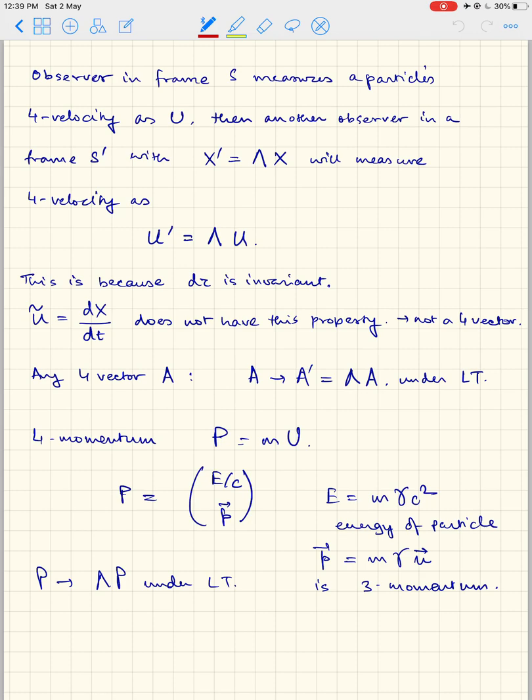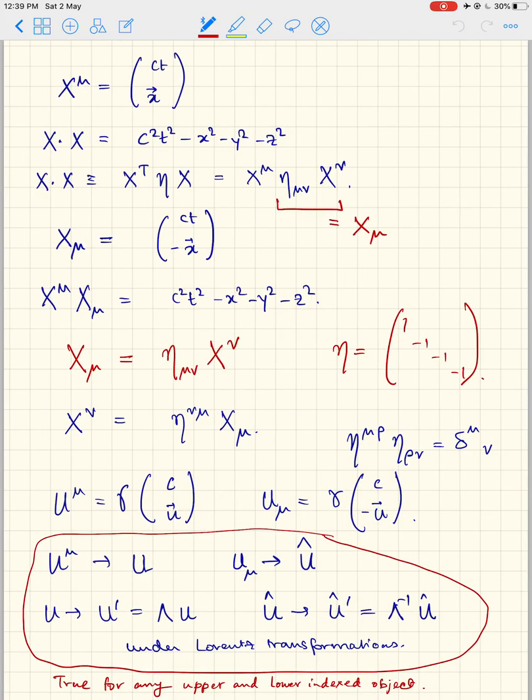Similarly, as I said, any 4 vector is going to transform this way under Lorentz transformations. Another example of a 4 vector is the 4 momentum p. All right, so now the other thing, this probably was the place where a lot of you may have been very confused, but let me try and just go through this in the next 2 or 3 minutes once more.